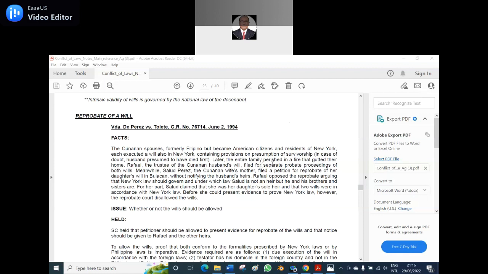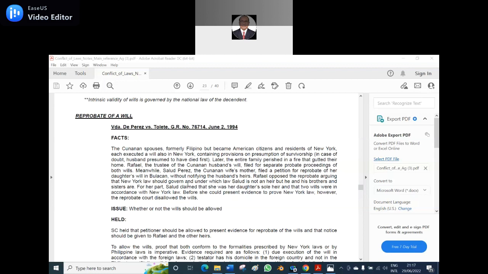Later, the entire family perished in a fire that gutted their home. Then Raphael, who is the trustee of the husband's will, filed for separate probate proceedings for both wills, since both spouses had executed wills. Meanwhile, Salud Perez, the mother of Cunanan's wife, filed a petition for the reprobate of her daughter's will.